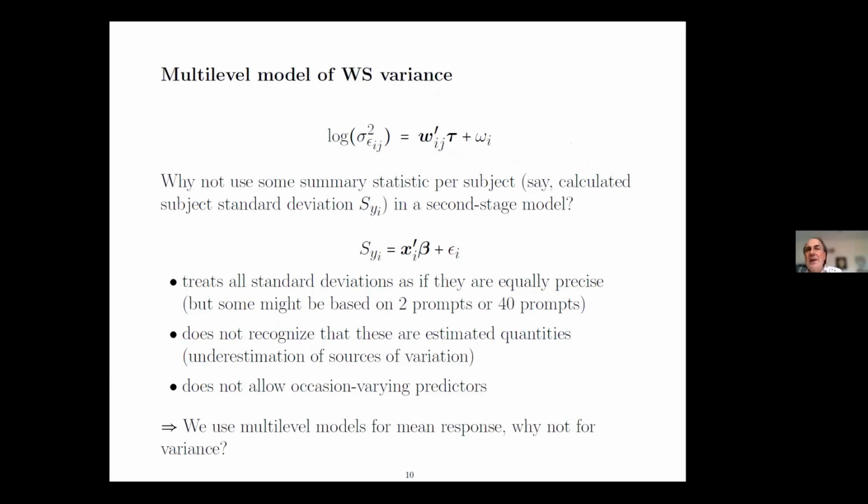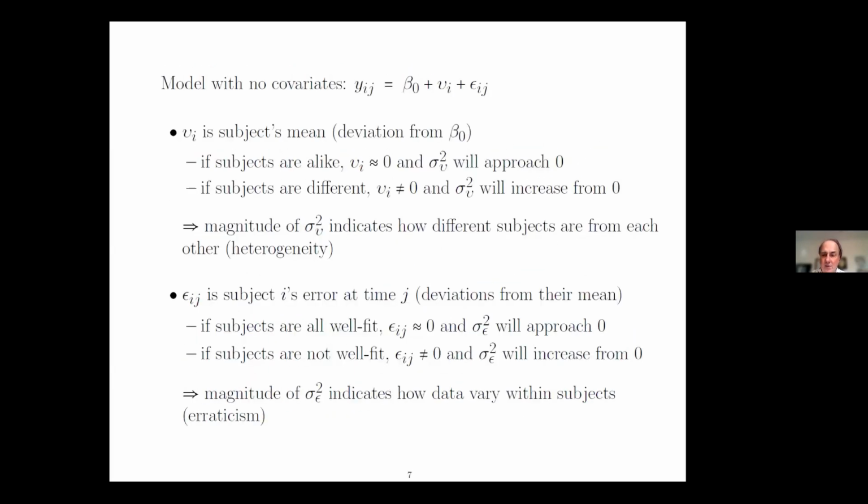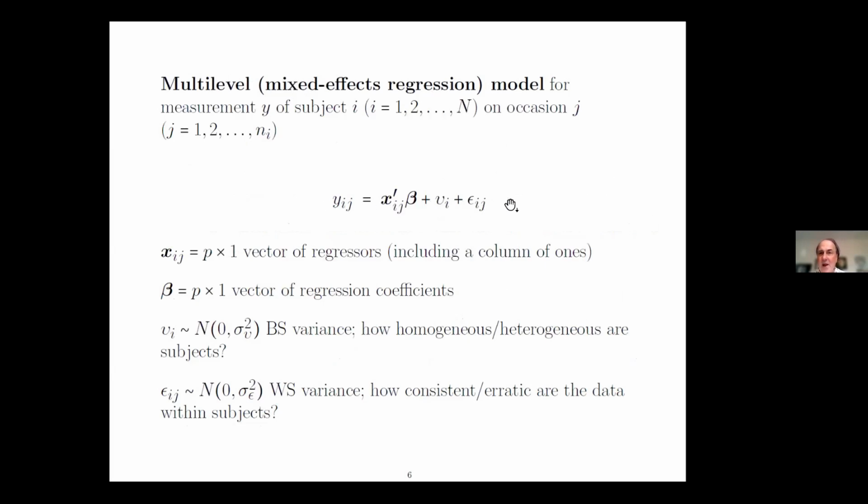Really, one can also think of it like a multi-level model of the within subject variance. So here I have on the left-hand side of the equation the log of the within subject variance, and that's equal to some covariates, W times their coefficient tau, and a random effect. So this equation here really mimics the usual multi-level model of the mean structure, which is given here. Same kind of idea.